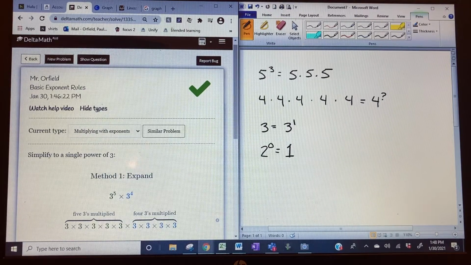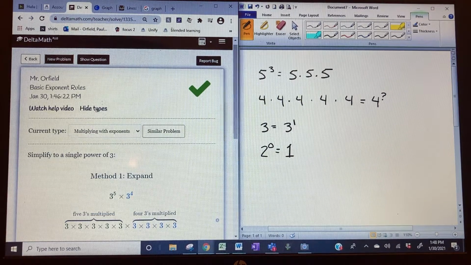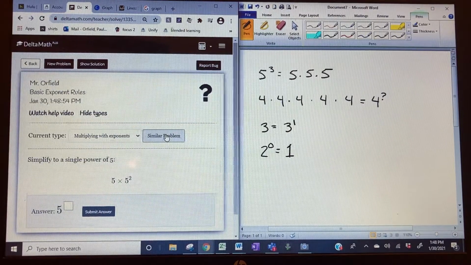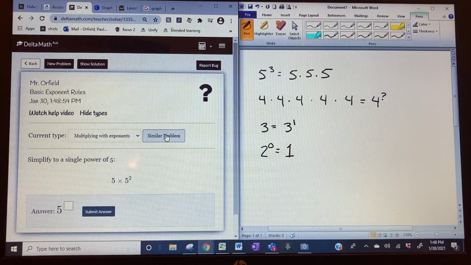All right, so I am going to show you a few problems here that multiply exponents together. Okay, but before I do that, I am just going to give you a little basic background on multiplying exponents. Now, some basics on exponents.